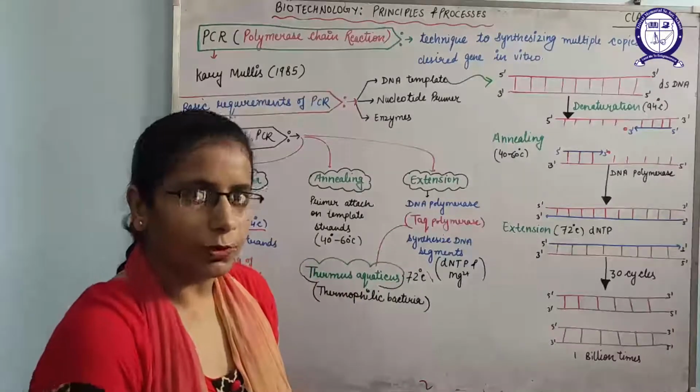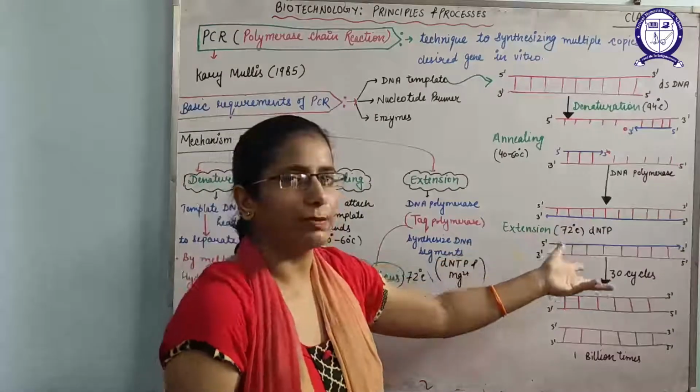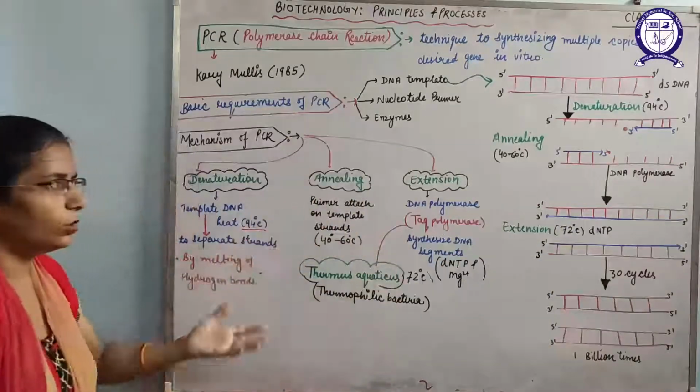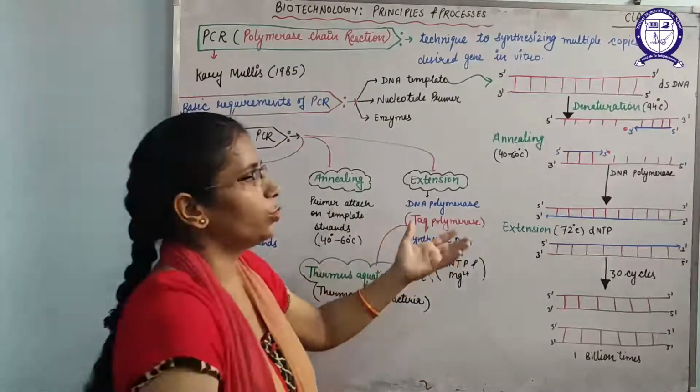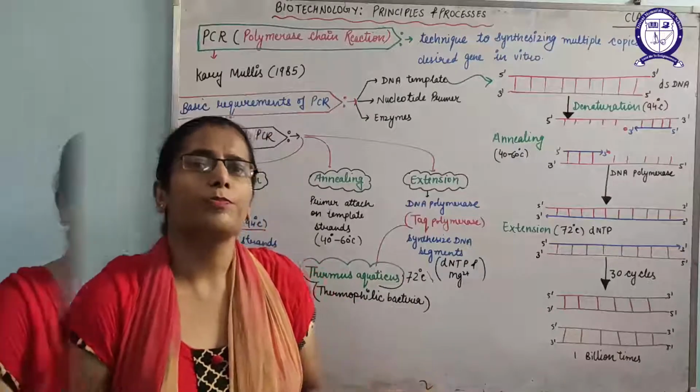And this time also in the NEET, questions come on at what temperature extension will take place, at 72 degrees Celsius. So you must keep in mind these are the only three steps by which you can make the multiple copies, but you have to fix the number of cycles that will be repeated.